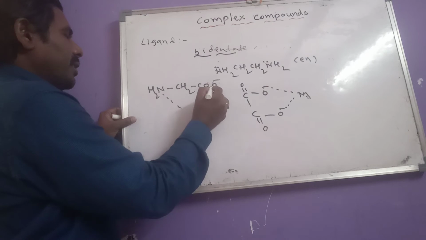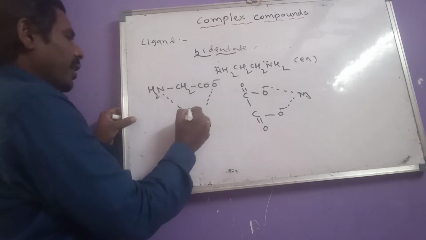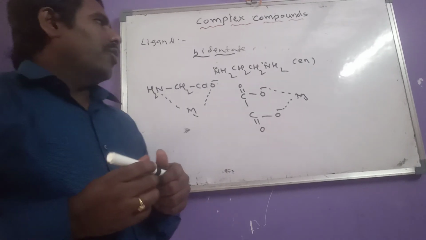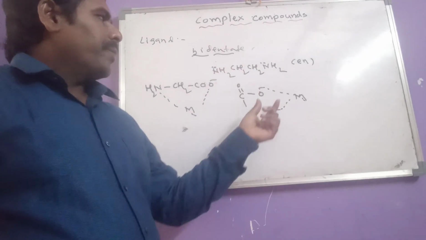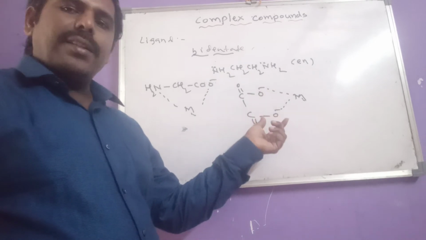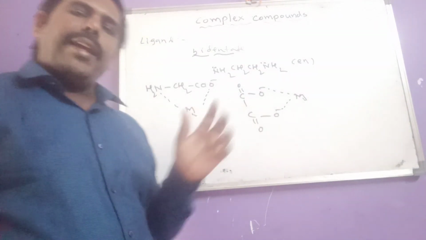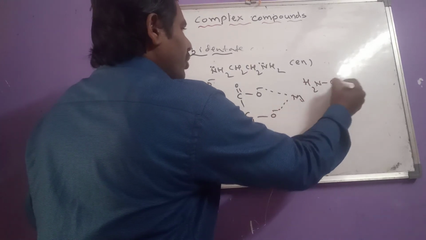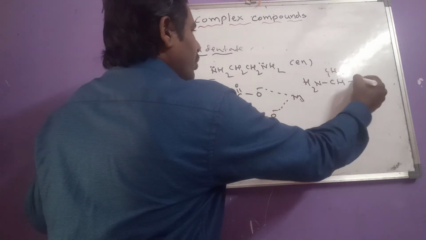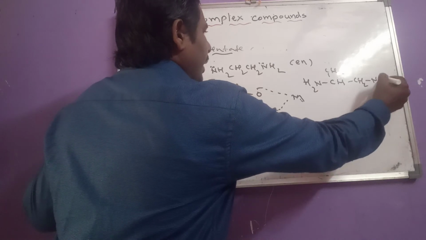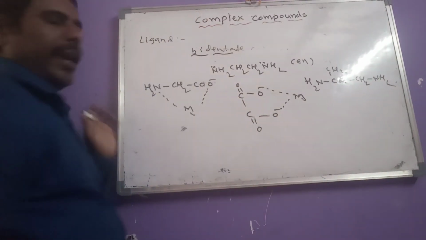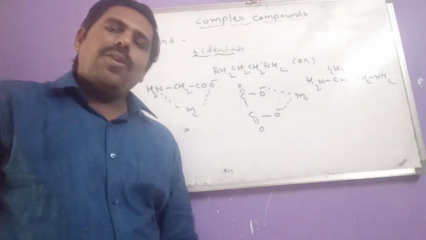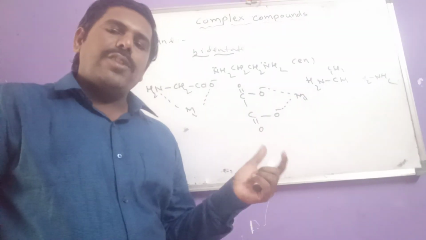This can donate one lone pair to the central metal ion. So glycinato, ethylene diamine, and another one here, oxalato, propylene diamine. Propylene diamine formula we can write like this: NH2 CH CH2 CH2 NH2. So propylene diamine also comes under which one? Bidentate ligand.